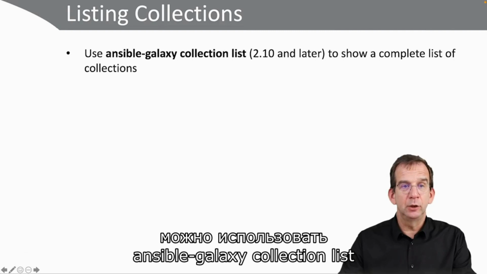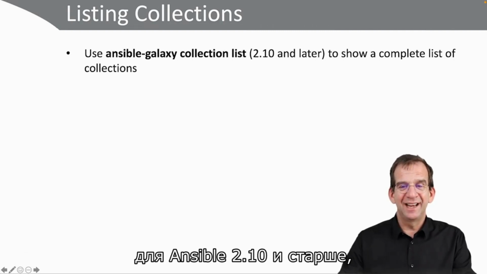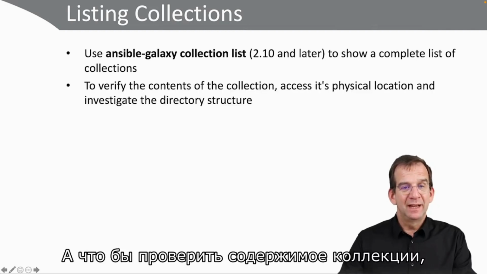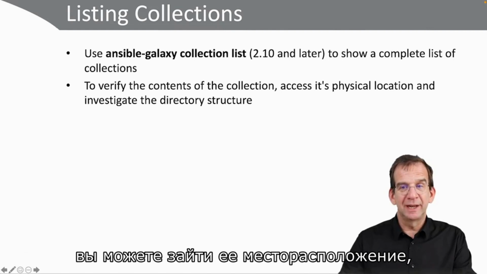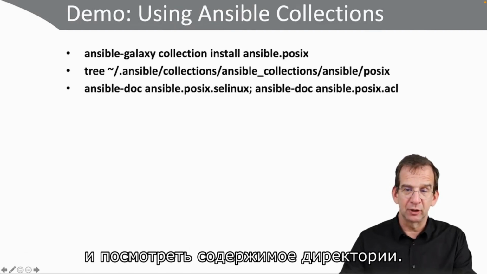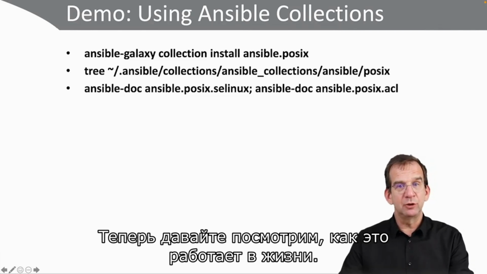Now, how can we list collection files? Well, you use ansible-galaxy collection list on Ansible 2.10 and later, which will show a complete list of all the collections that are available. To verify the contents of the collection, you can access its physical location or investigate the directory structure. Now let's go check out how this works in real life.